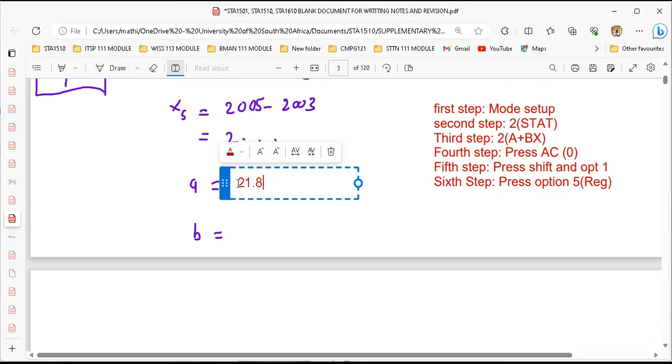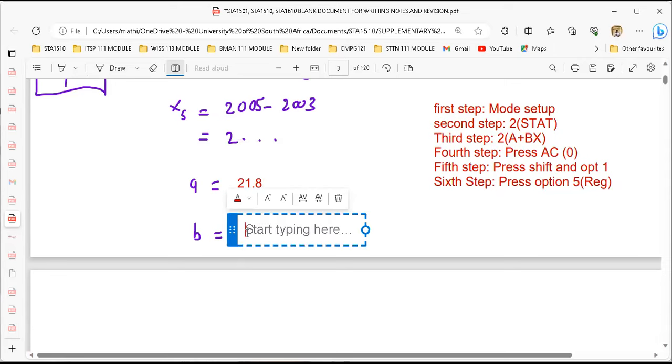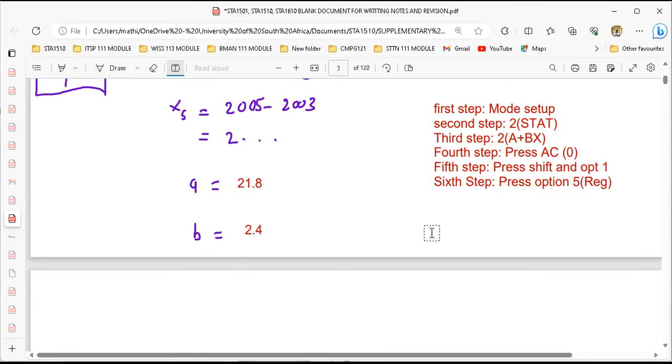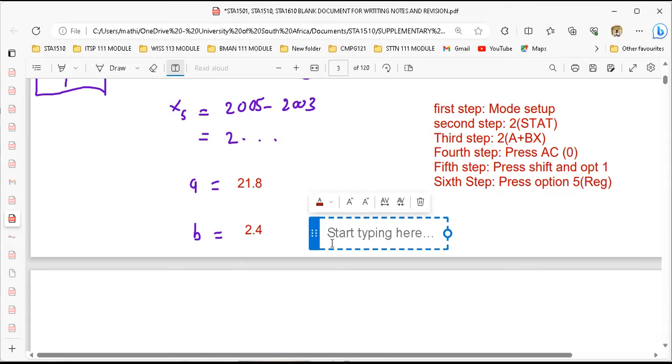Again, you press Shift, then option 1. You go to option 5 again, which is REG, regression. You go to option 2, which is B, and then you press the equal sign. I got 2.4 as my value of b. Now I can write my equation.